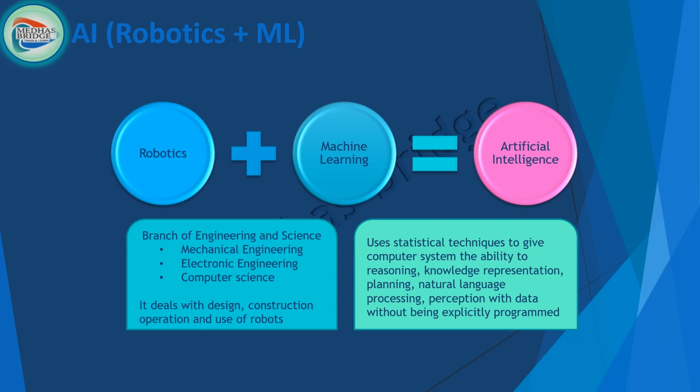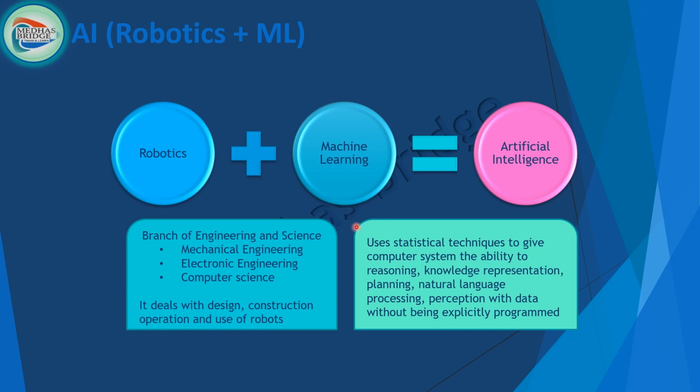Artificial intelligence can be redefined as robotics plus machine learning. Robotics is a branch of engineering and science, including mechanical engineering, electronics engineering, and computer science. What I mean to say here is that it deals with the design, construction, operation, and use of robots.